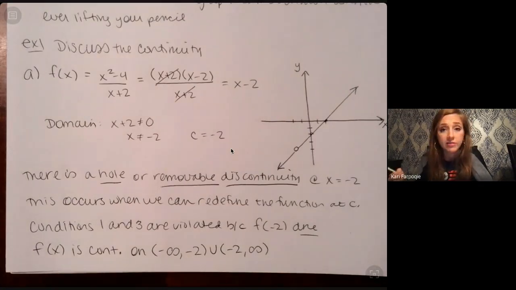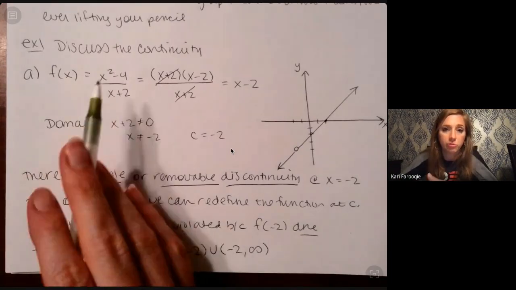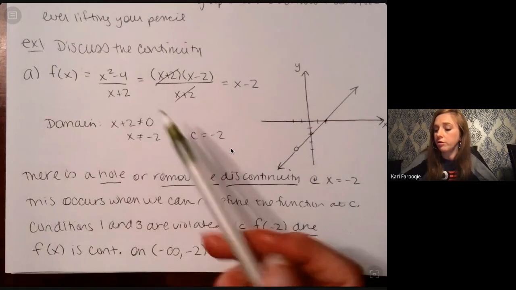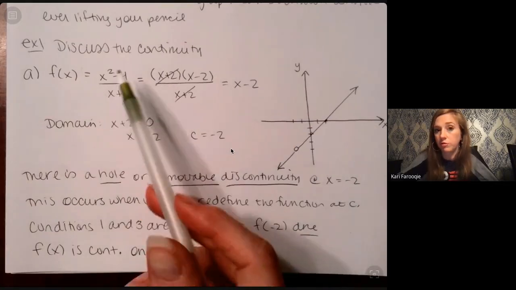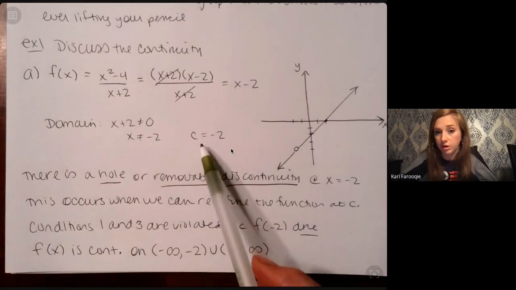All right, so that's an example of a removable discontinuity. I want you to be thinking as I go through these examples about what types of questions you're going to be asked. On your exam, I would say something like discuss the continuity, and I would give you a function like this. You're looking for places where the function might not be continuous. You're going to pick out places where maybe the function does not exist. So we decided, okay, the domain does not include -2.